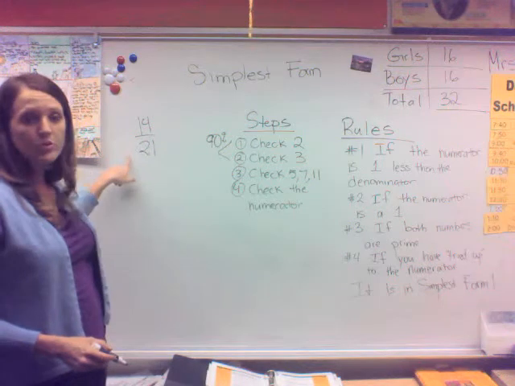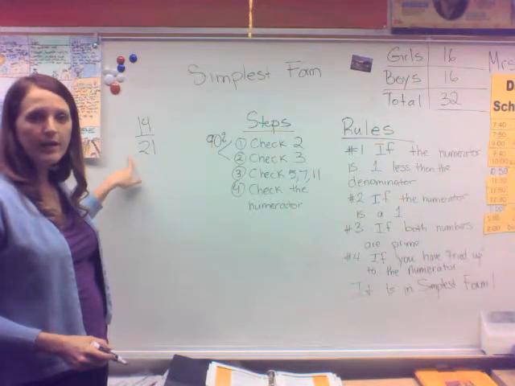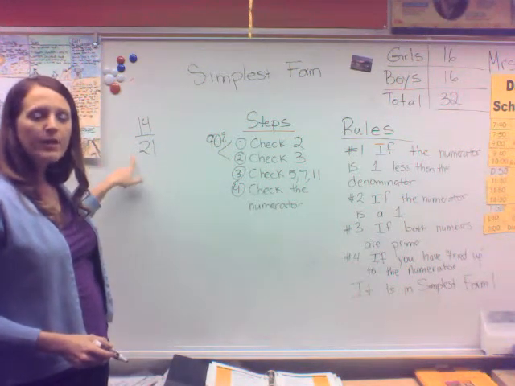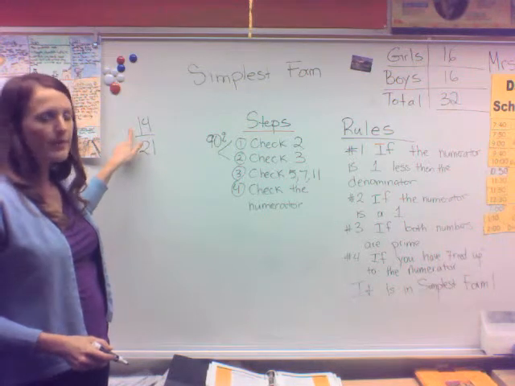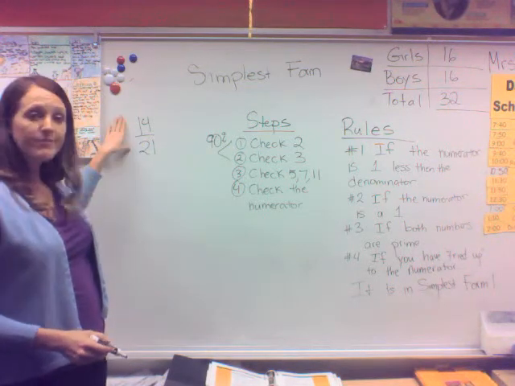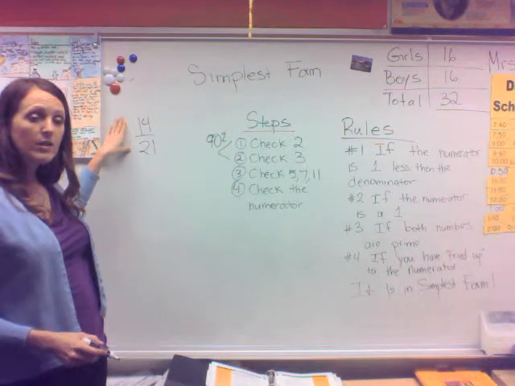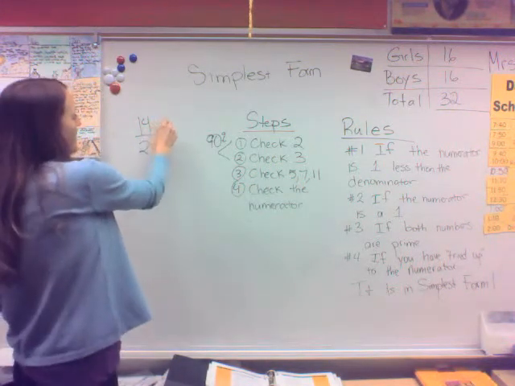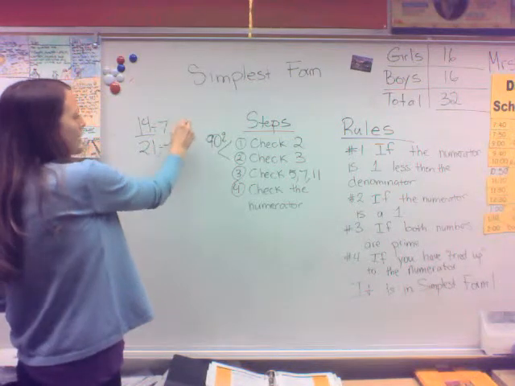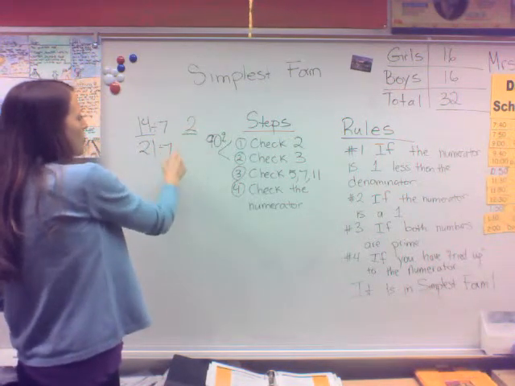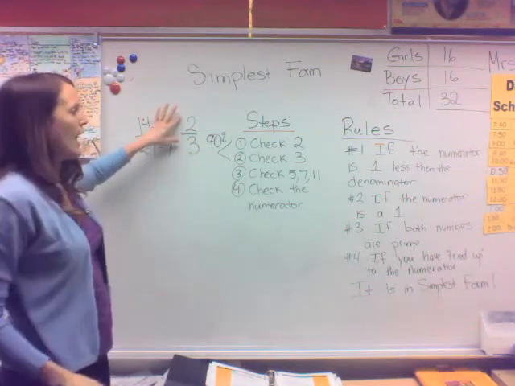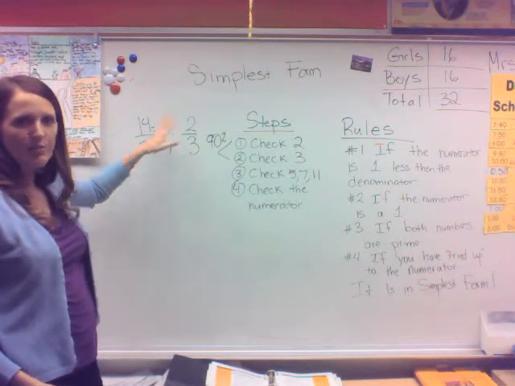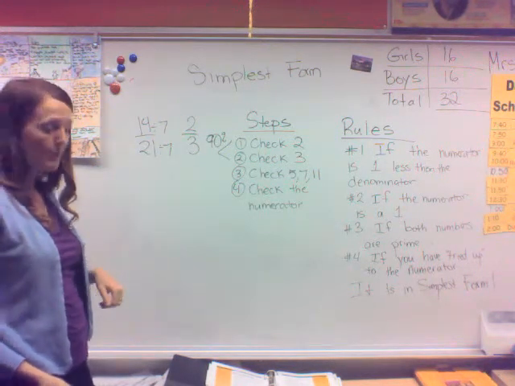Check 2, 21 makes that not work because it's odd. Check 3, 14 is not one of my 3's. Check 5, they don't end in 0. Check 7. I recognize that these are my 7's. 14 divided by 7 is 2, 21 divided by 7 is 3, and 2 is 1 less than 3, so I know I'm in simplest form.